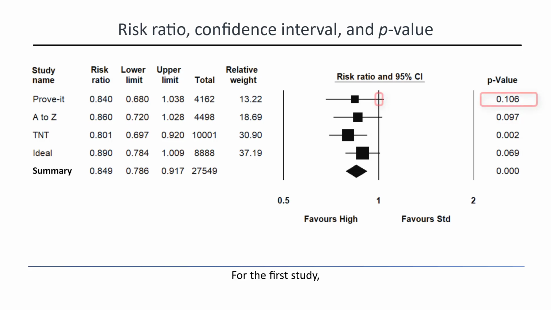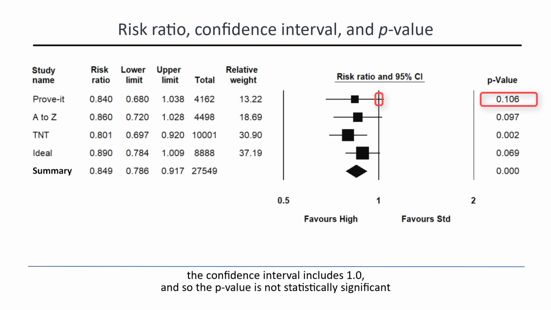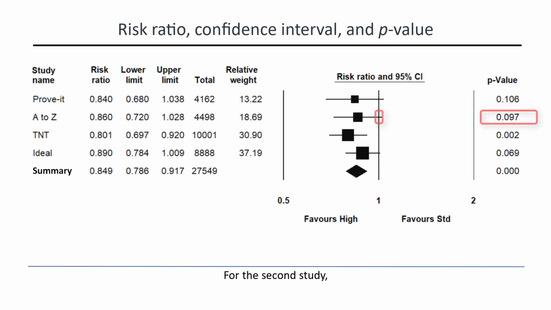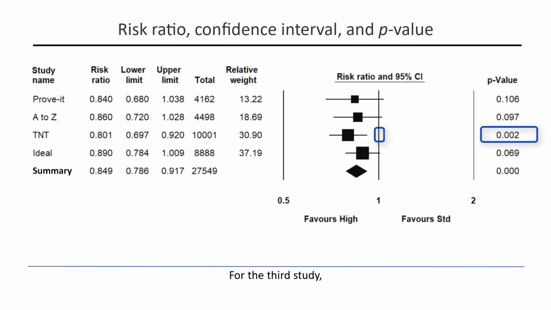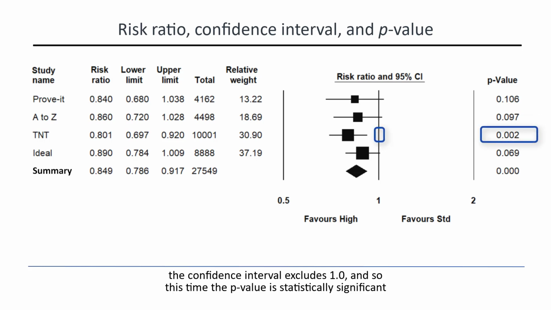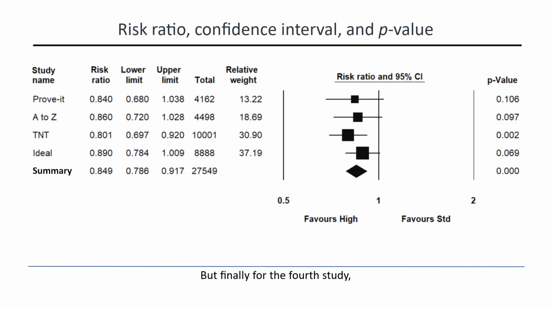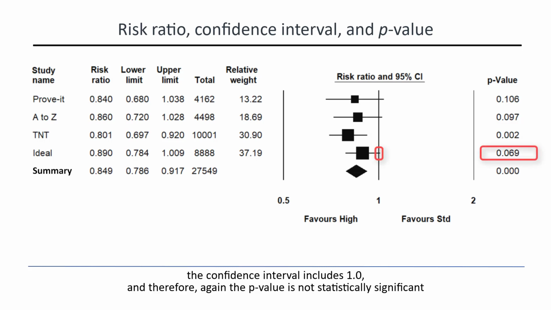For the first study, the confidence interval includes 1, and so the p-value is not statistically significant. For the second study, the confidence interval includes 1, and so the p-value is not statistically significant. For the third study, the confidence interval excludes 1, and so this time the p-value is statistically significant. But finally, for the fourth study, the confidence interval includes 1, and therefore, again, the p-value is not statistically significant.